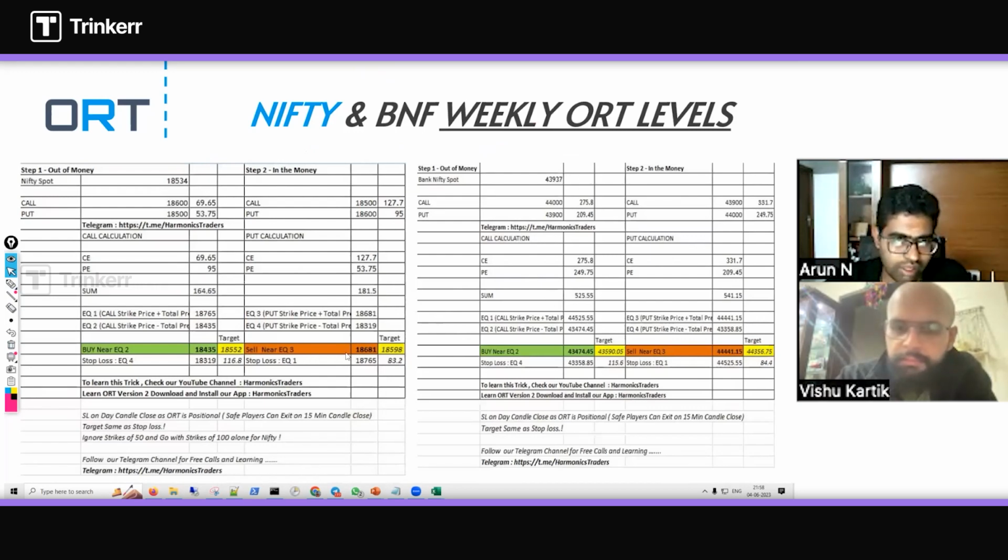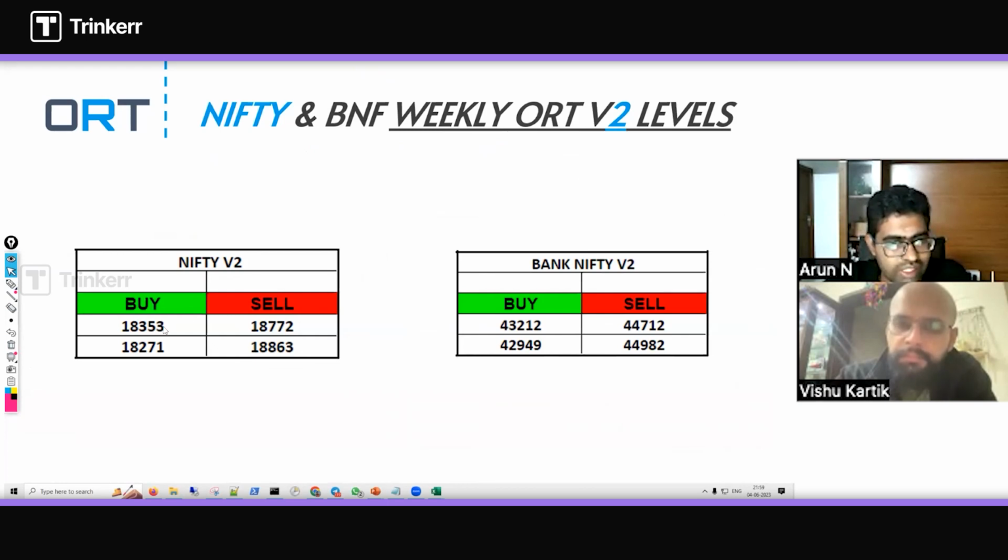Besides gap up openings, these numbers would be working based on past performance. So this is the second version sell. For example, if there is a huge gap up opening beyond the V1, these numbers 18,772 and 18,763 will be acting as resistance.